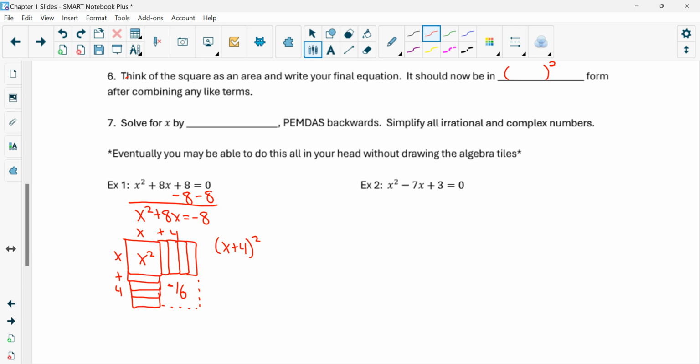However, we're missing 16 from that area, so I'm going to put minus 16. And if we look on the right side, because all we're doing on the left side was rewriting it, okay? The right side still is going to be minus 8. But notice the goal is the same. We just have that parentheses squared. We got rid of the x here. And so we're now going to solve for x by undoing, which is the PEMDAS backwards.